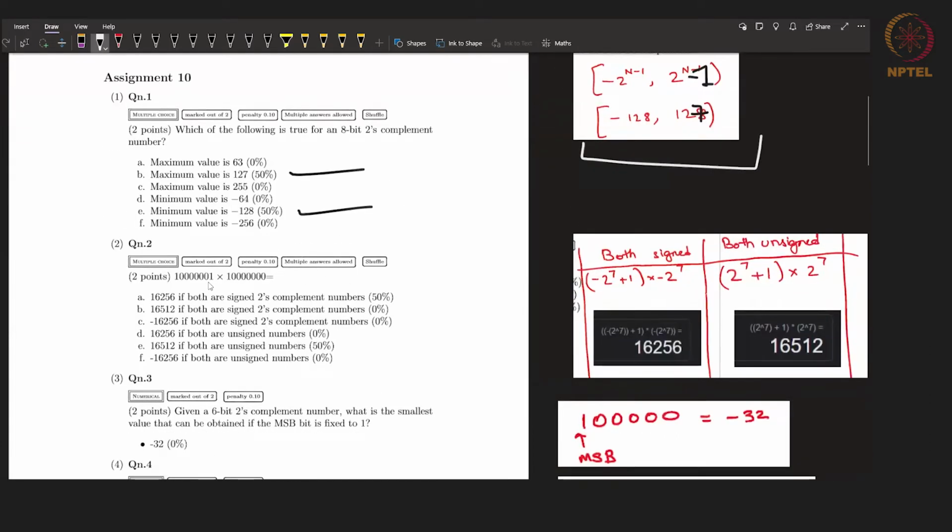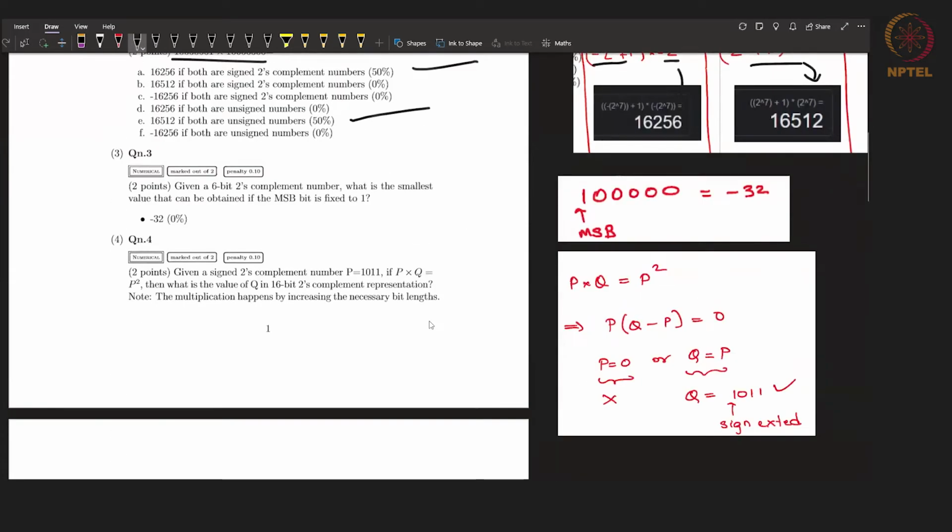Question number two. You have two numbers that are being multiplied, and the options are, if both are signed numbers or unsigned numbers, what will happen? So if both are signed numbers, it is minus 2 power 7 plus 1 is the first number, and minus 2 power 7 is the second number. This is your answer if it is a signed 2's complement number. If both are unsigned, it is 2 power 7 plus 1 into 2 power 7. So this is your answer. Therefore, your answers are 16256 and 16512.